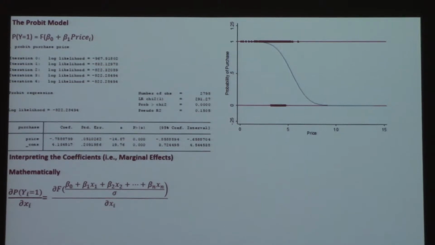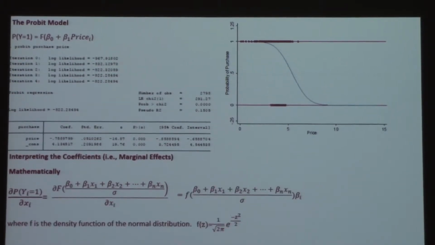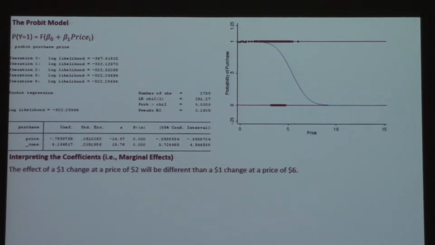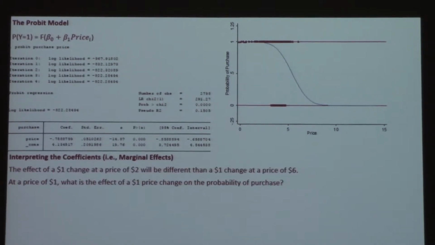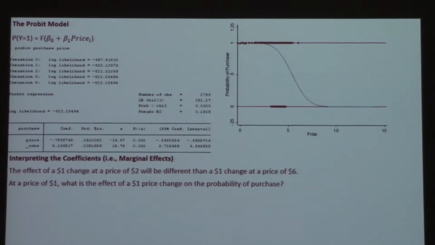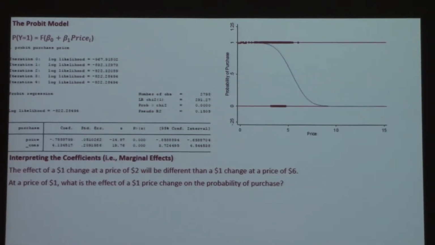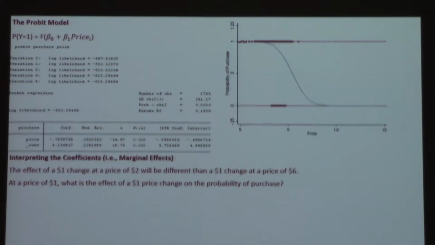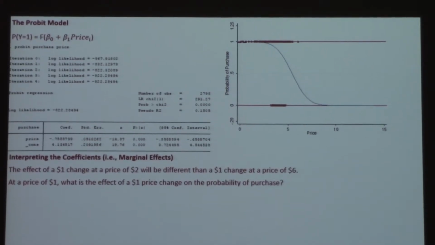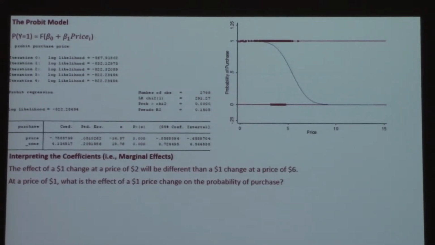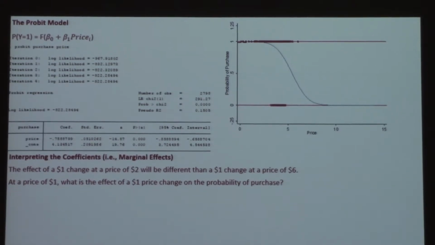All right, interpreting the marginal coefficients. Again, these are changes in probabilities. These are just more math stuff. But we can see that the effect of a $1 change is going to be different at different prices. So the effect of a $1 change at a price of $2, imagine where $2 is there. At a price of $1, I'm sorry, $1.